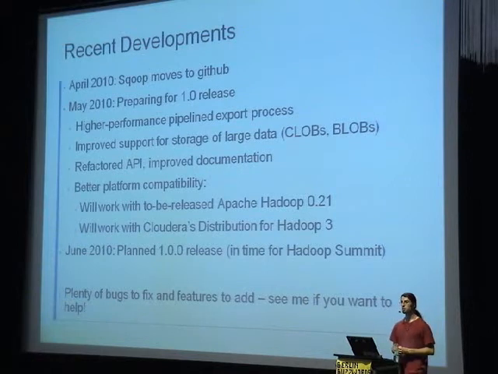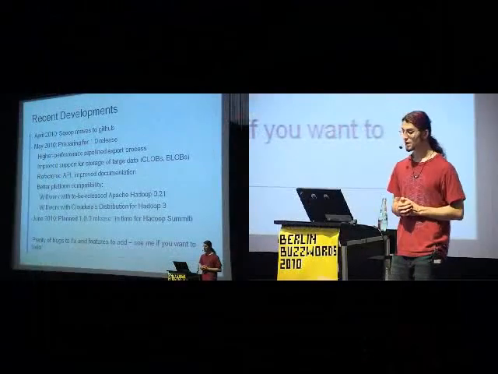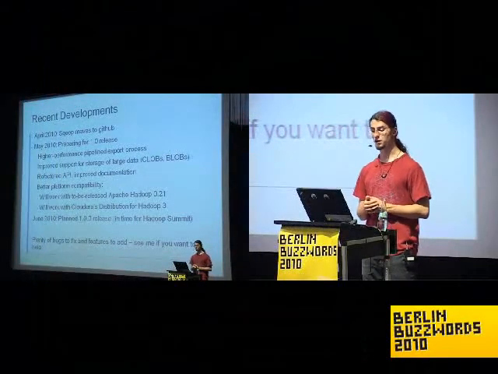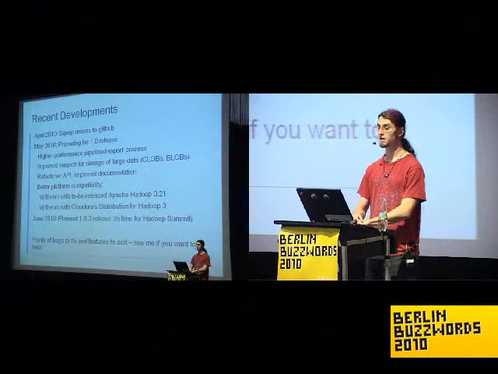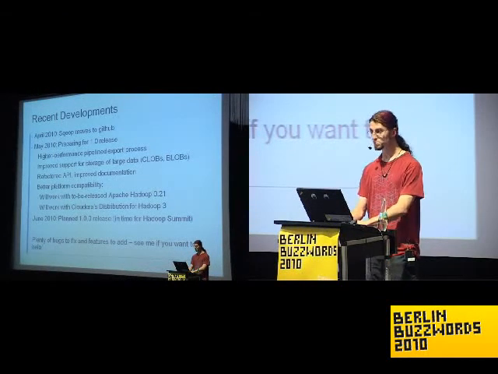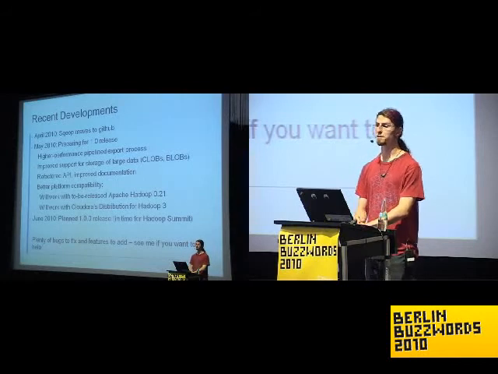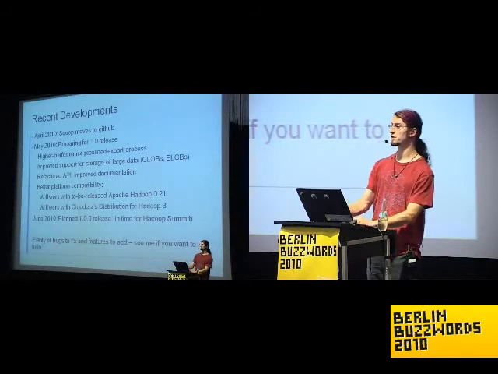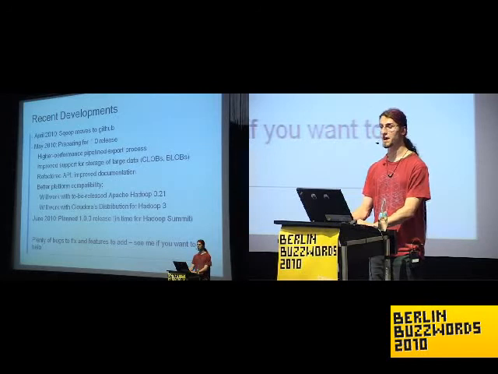Apache Hadoop 0.21 is the next version coming out of the Apache open source project. We expect that to be ready hopefully in a couple of months at most, and Sqoop will work with that. Sqoop will also work with the next release of Cloudera's distribution for Hadoop, CDH3. Pretty much as soon as I come back from this trip, I plan to fork the branch for 1.0 and QA that and get a release cut. So hopefully this will be ready in time for the Hadoop Summit at the end of June.